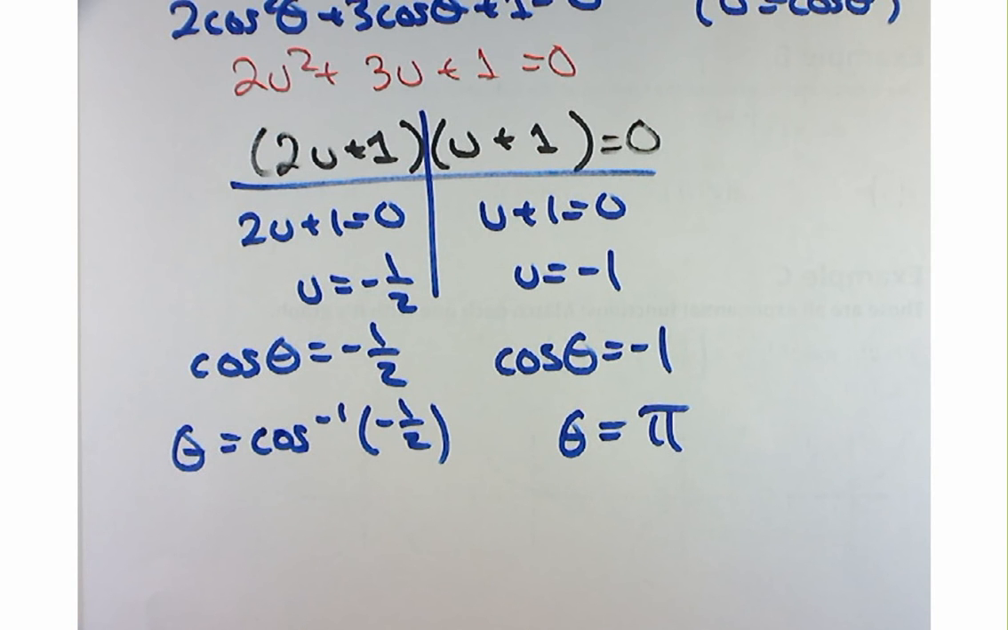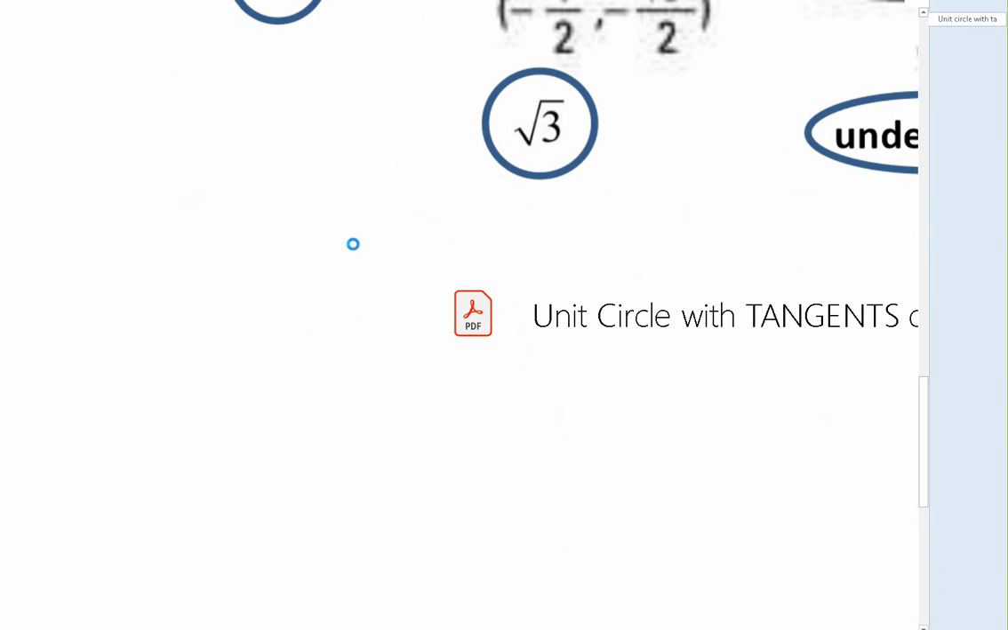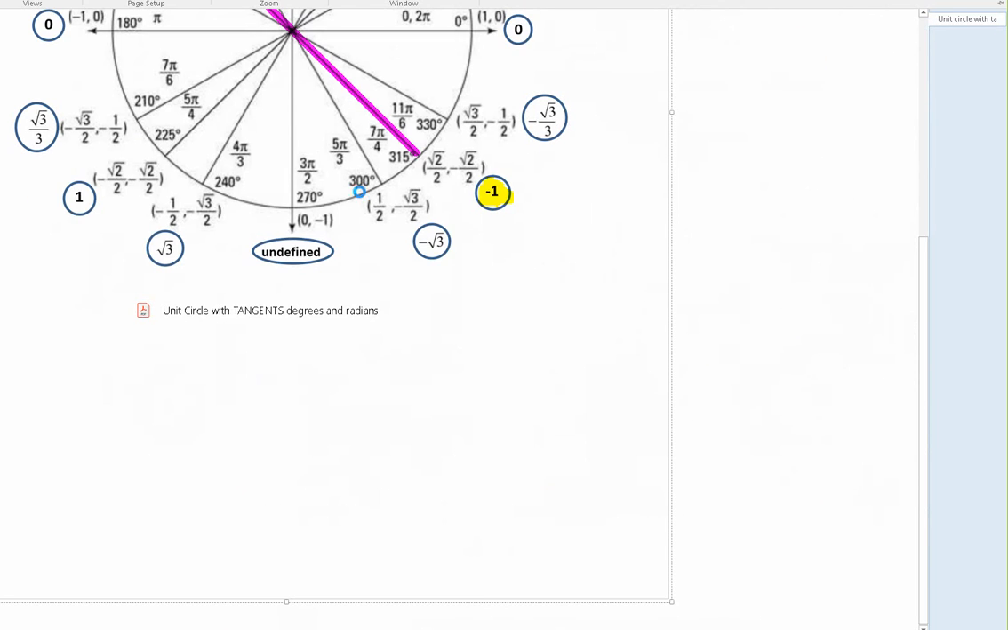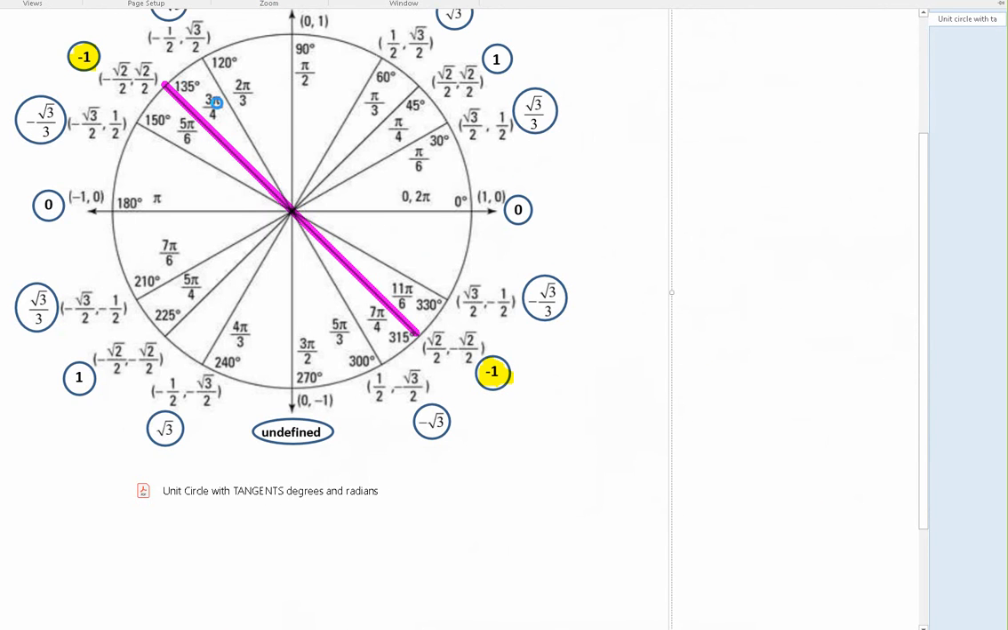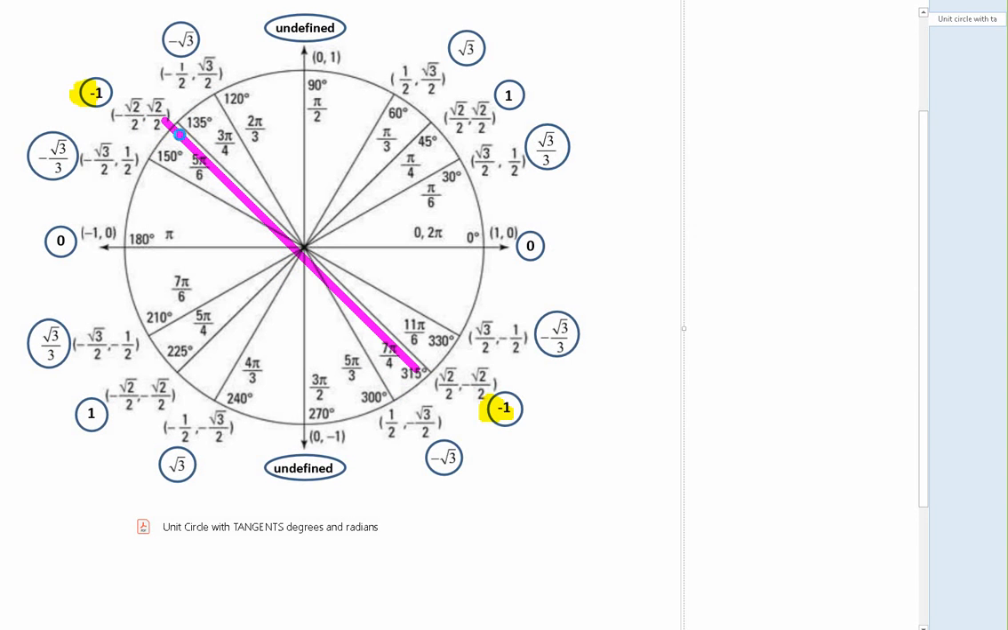So let's look at our unit circle. And that's here. Let's kind of zoom out a little bit. There we go. So I'm looking for places on the unit circle with an x-coordinate of negative 1/2. I see one right here at 120 degrees. But where's the other one? Yeah. 240. Good. So right here and down here. Both of these have an x-coordinate of negative 1/2.